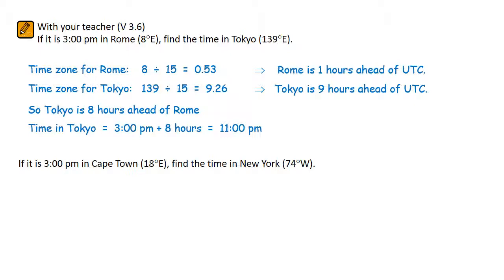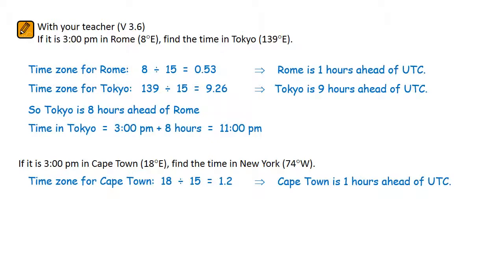The next example is similar. Find Cape Town's time zone. 18 divided by 15 equals 1.2. Round it to the nearest, so that's 1 hour, and it'll be ahead of UTC because Cape Town's longitude is to the east. Find the New York time zone.